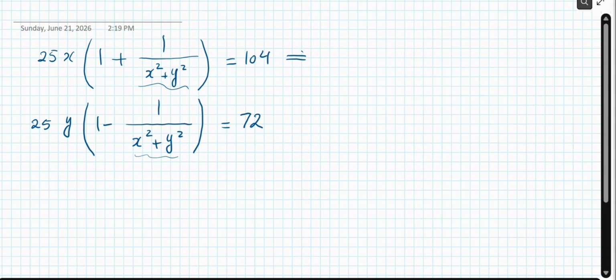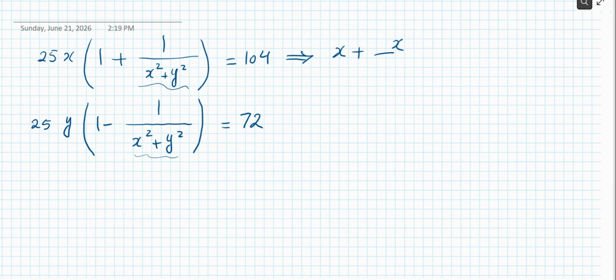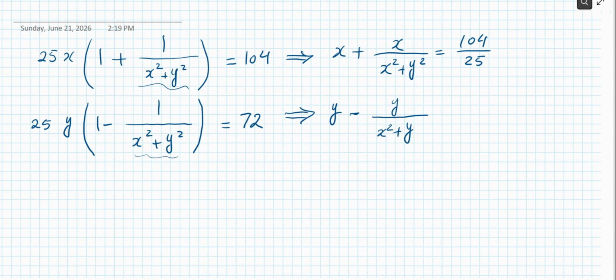The first equation becomes x plus x over x squared plus y squared equal to 104 over 25. And the second equation would be y minus y over x squared plus y squared equal to 72 over 25.